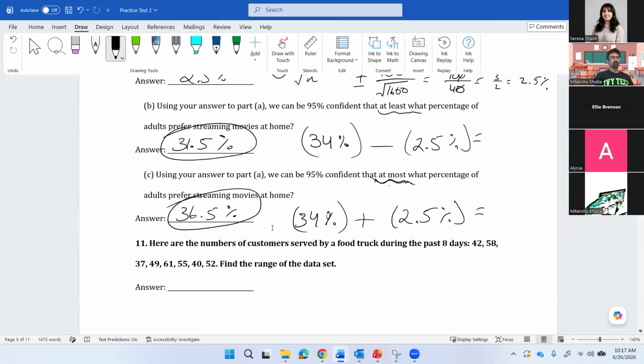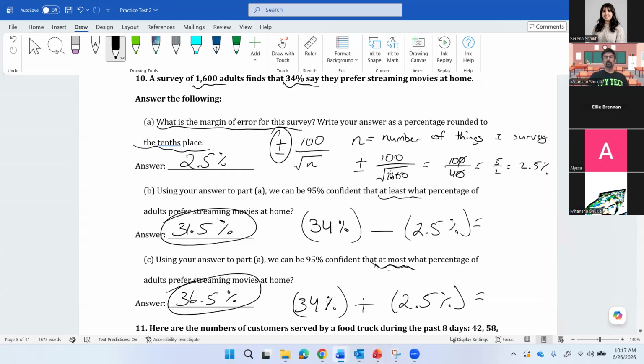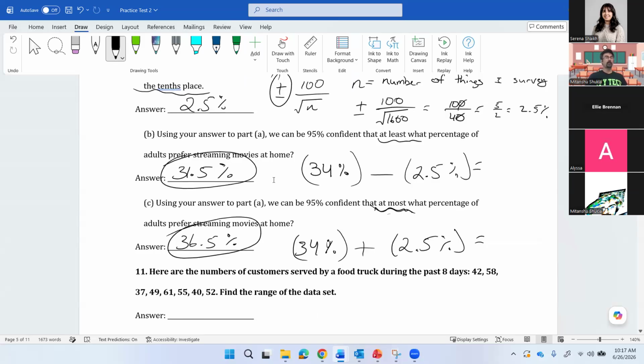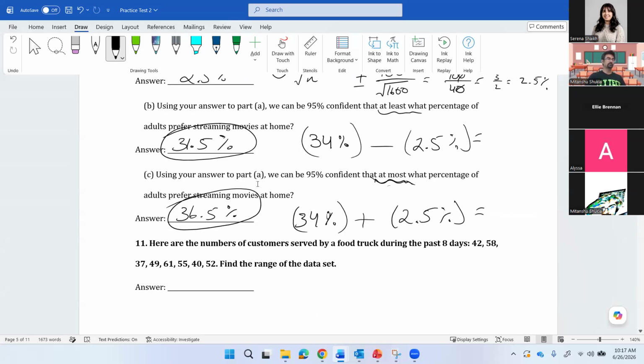Just read these margin of error questions carefully, guys. Don't forget the square root in your calculation. Don't forget the plus or minus means give or take. Otherwise, I think it's pretty straightforward.